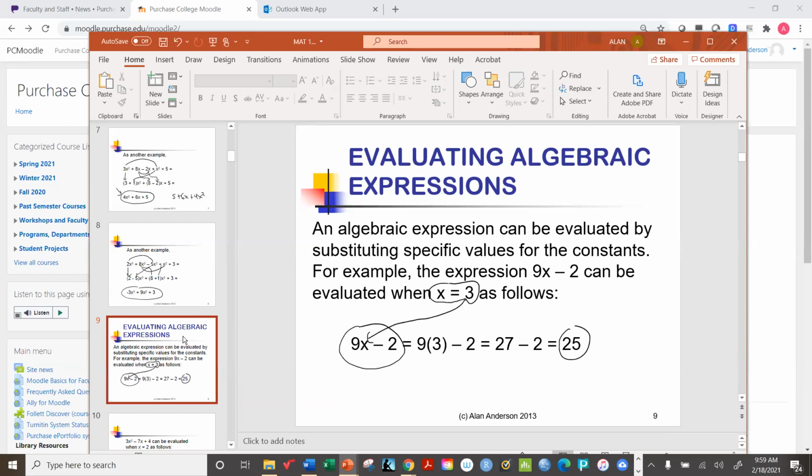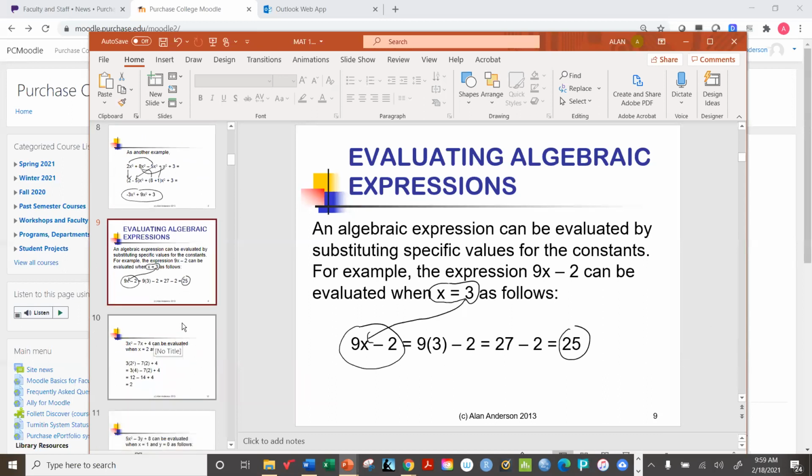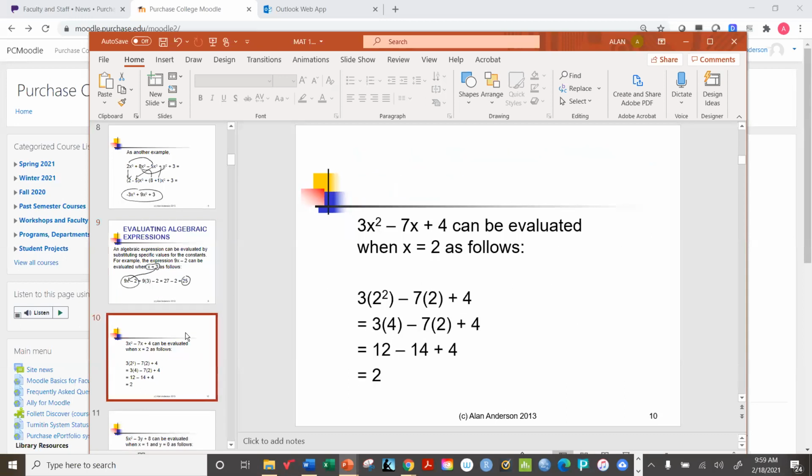So let's see, there's another one here that I'd like you to look at. Oh, now this one's a little bit more challenging because you've got an x squared in there. So what is the value of this expression when x equals 2? Well, again, just make sure that you replace all the x's with 2's and then work on the results. In this case, you can see that it worked out to be 2.